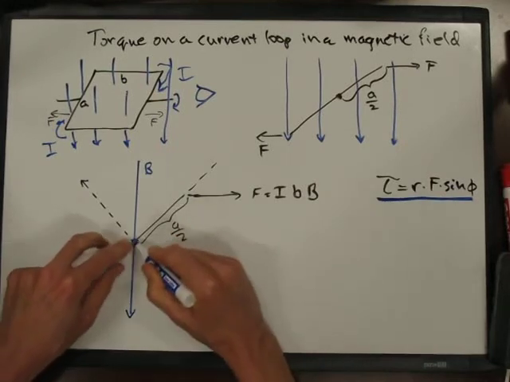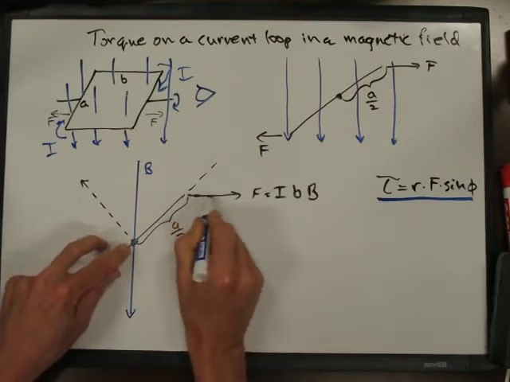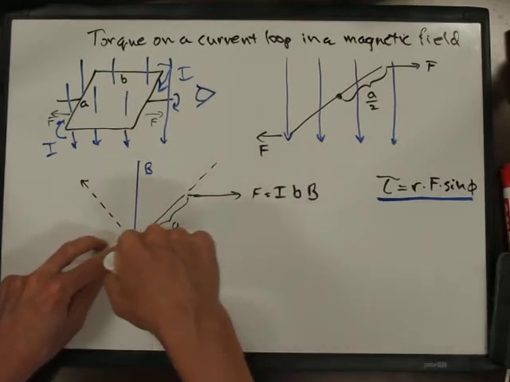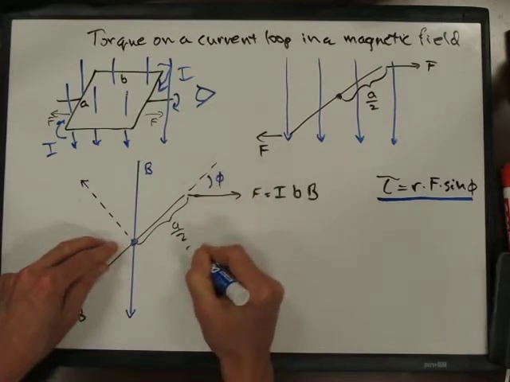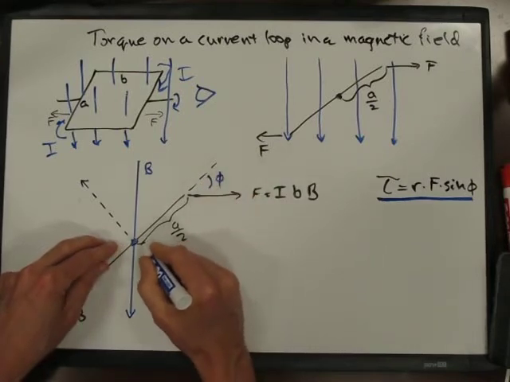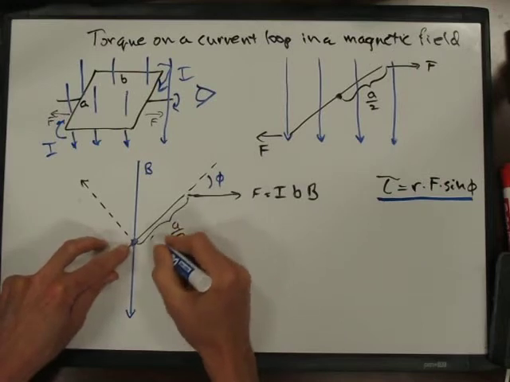Here's my R. If it's going to rotate about this axis, my force is acting up here on the top wire. Again, I'm still looking edge on. And so I'm calling this angle phi, right? And then this is my moment arm.